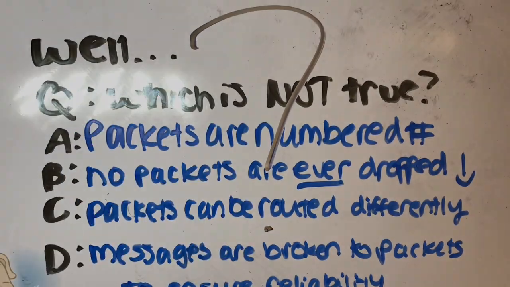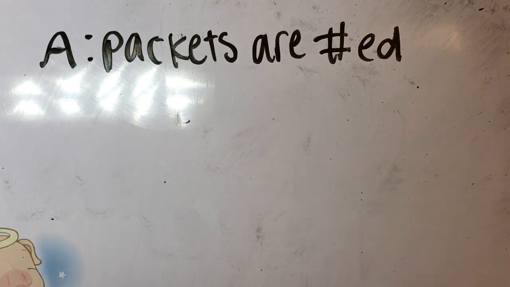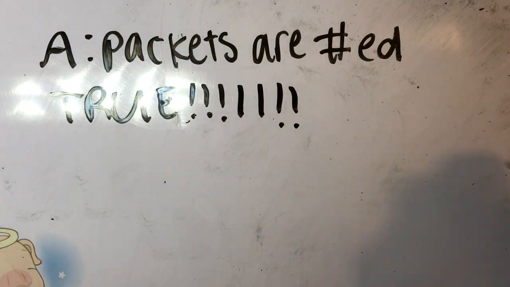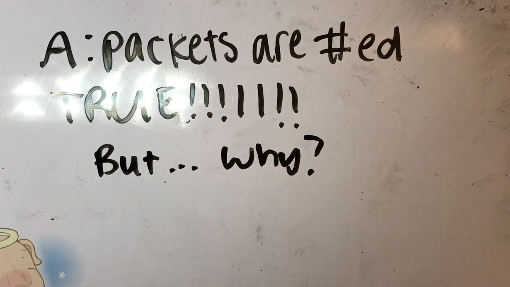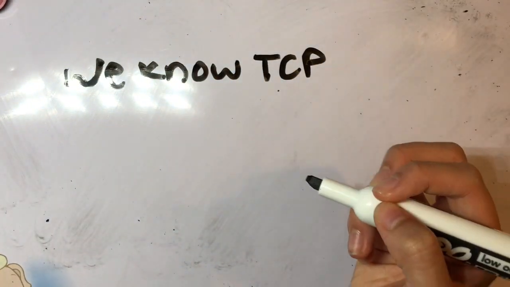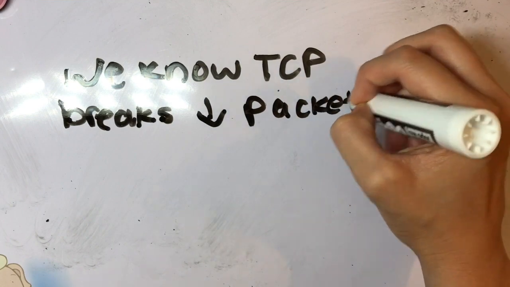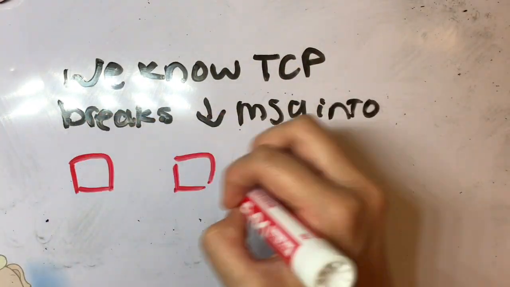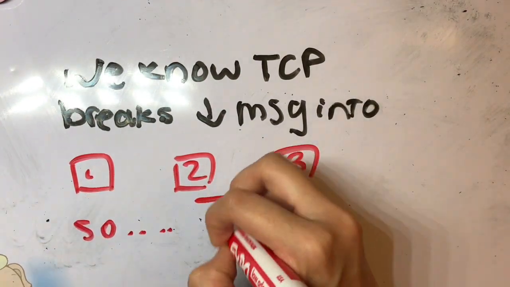So which is it? First, let's take a look at answer choice A, which states that the packets are numbered for reassembly. This is true, but why is this true? Well, we know that TCP specifically breaks down information into packets and gives them an order number, thus resulting in being easier to reassemble them at their destination. So, this is true.